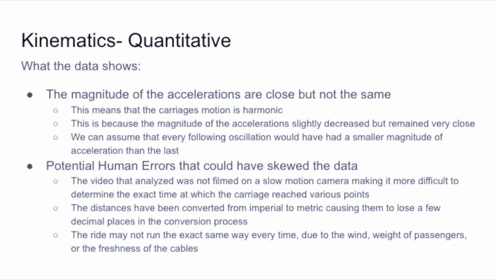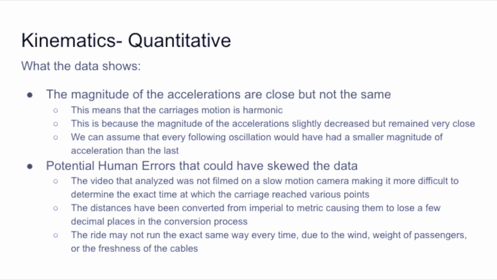Now onto the second part of our quantitative. What this data shows is the magnitude of the accelerations are close but not the same. This means that the carriage's motion is harmonic. This is because the magnitude of the acceleration slightly decreased but remained very close. We can assume that every following oscillation would have a smaller magnitude of the acceleration than the last.